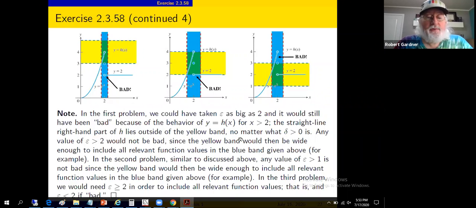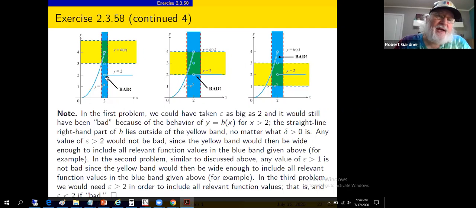In this last one, any epsilon greater than or equal to 2 would not be bad. So if we choose an epsilon less than 2, then we're good to go to have the bad values. It's all about having the graph of the function inside that little yellow band, or more specifically, choosing the blue band and then therefore the green box, so that the graph lies inside the green box.